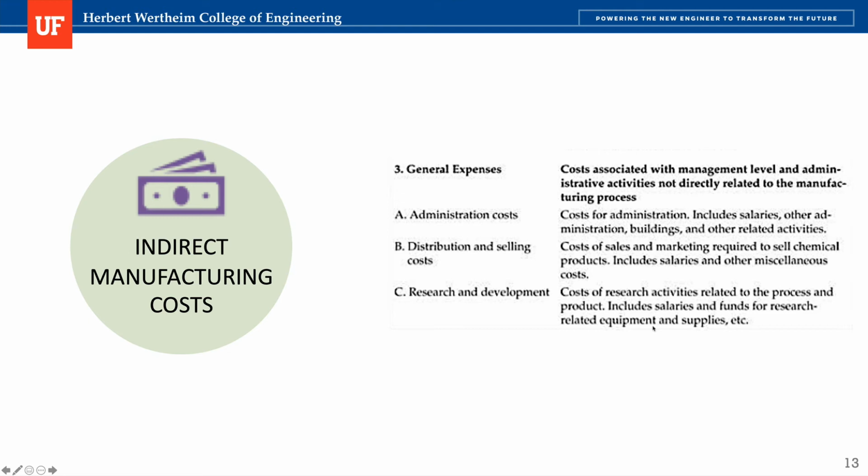Remember that all of this salary that are in administration is not directly related to the process. So these are not the salaries for the engineers or operators. This is for the business to operate, right, as a company. And then you have research and development. These are the costs of research activities related to process and products, include salaries and funds for research related equipment and supplies.